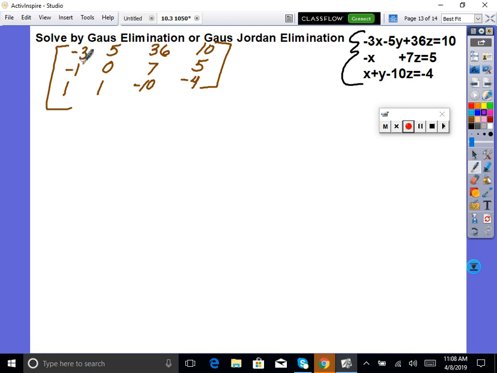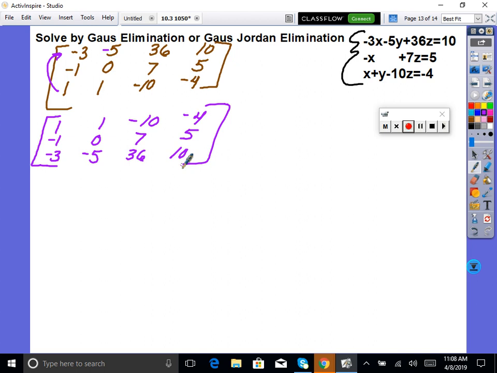Get this to be a 1, but there's a, what should I do? Just switch? Yeah, sure. Oh, good catch. I'm glad someone's paying attention. Okay, so you're saying we should just switch these. I agree, so let's hurry and do that. So 1, 1, negative 10, negative 4, then negative 1, 0, 7, 5, negative 3, negative 5, 36, 10.